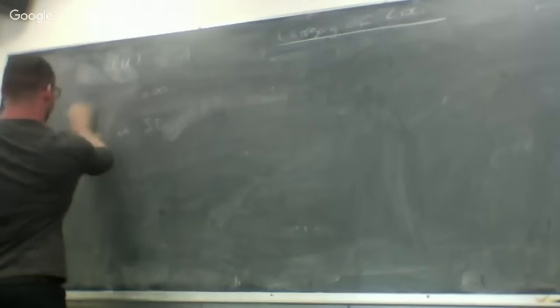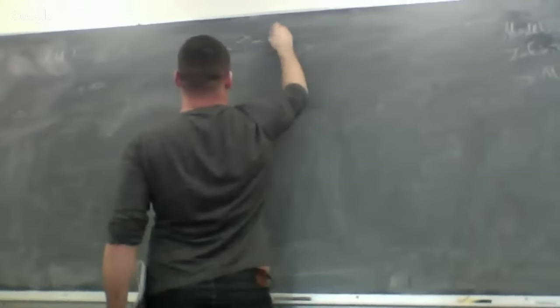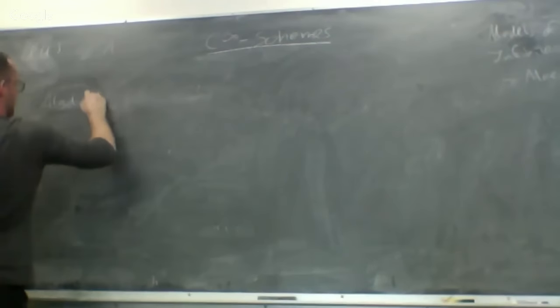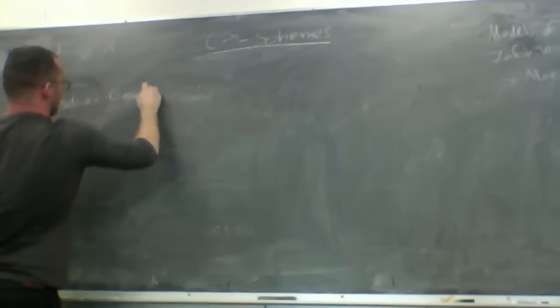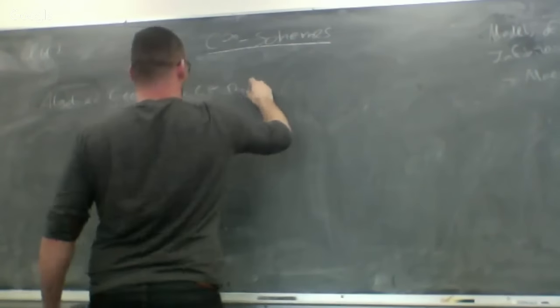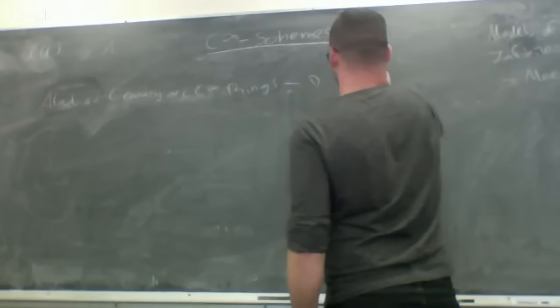Okay, so next, C infinity schemes. What I'm going to say here is based off of a paper called, what exactly is the name of this paper? It's called Algebraic Geometry over C infinity rings. Yes, I had to read it. All right, so Algebraic Geometry over C infinity Rings, and that's by Dominic Joyce.